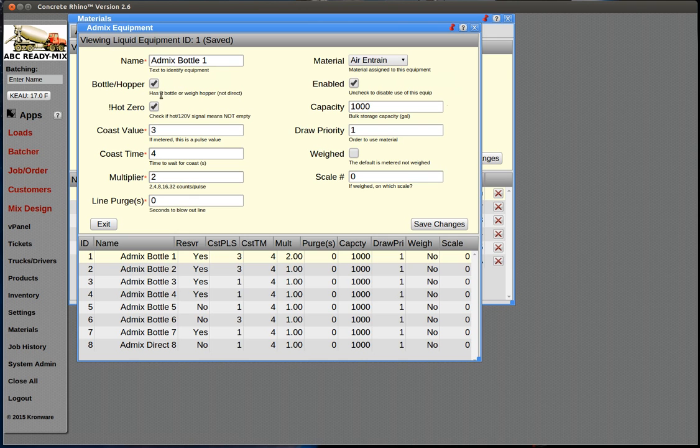And then whether it's a bottle, the hot 0, and this multiplier, those are the most important things.